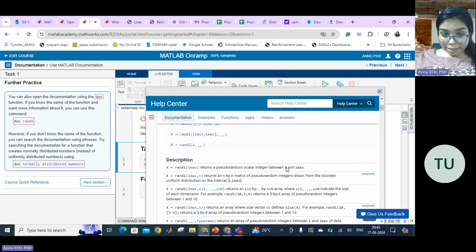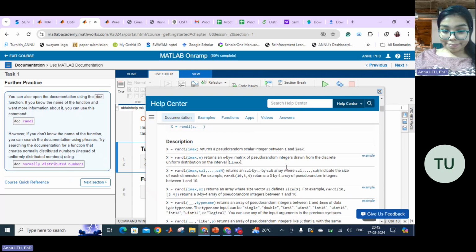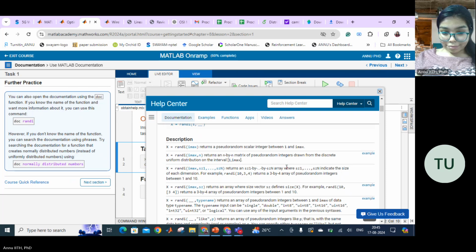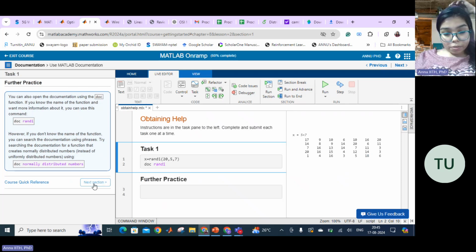Did you like MATLAB? I hope you like it. The basic difference is that with RANDI you have to provide the I max, whereas with RAND you don't provide the I max value. Now let's go to the next question.